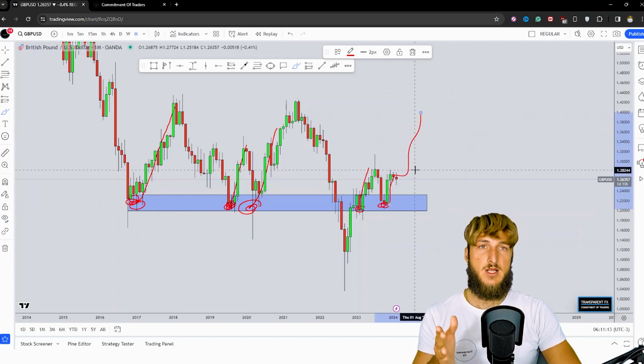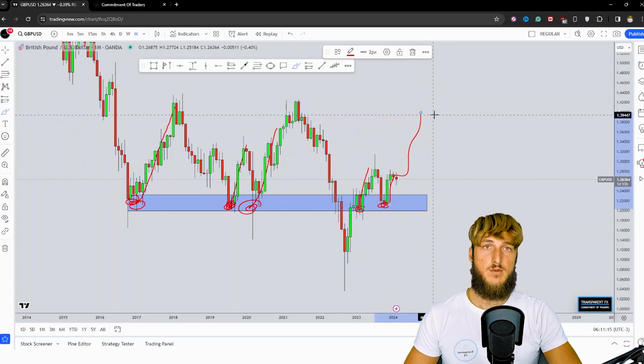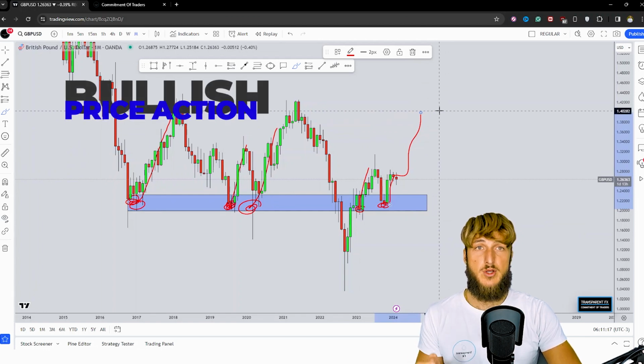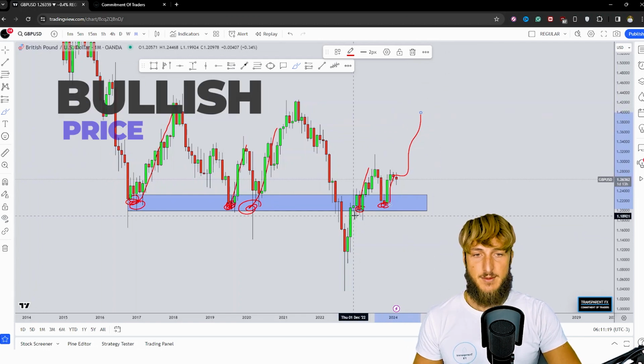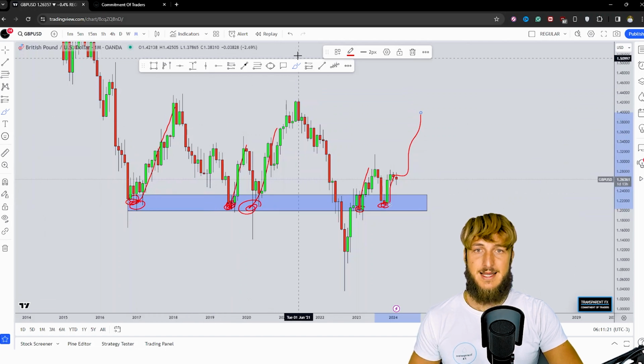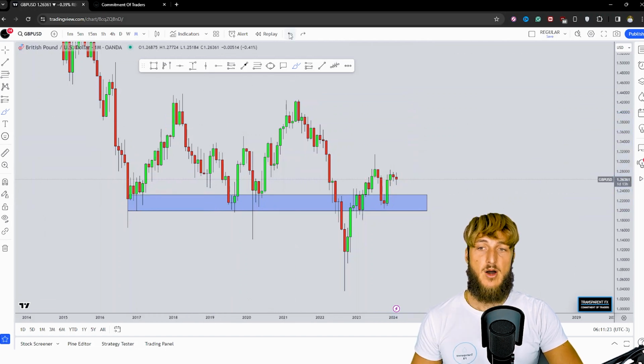So in a situation like this, from here we could expect more potential bullish continuation to be created, as already happened in the past every time that the market tested this same area of monthly support and demand.